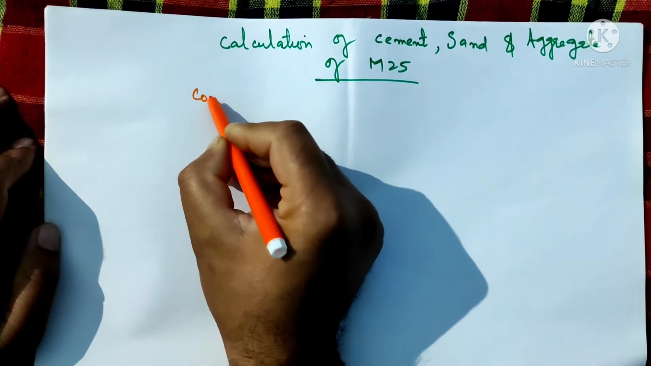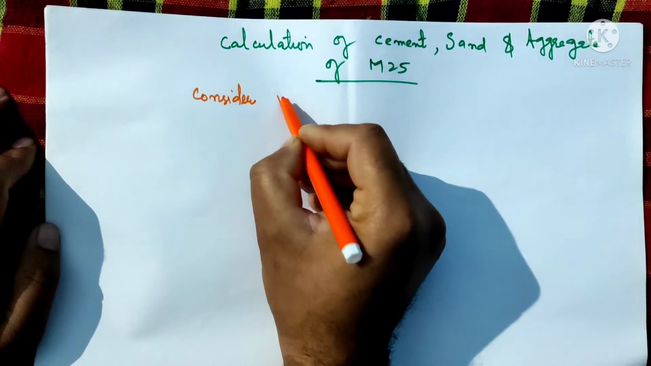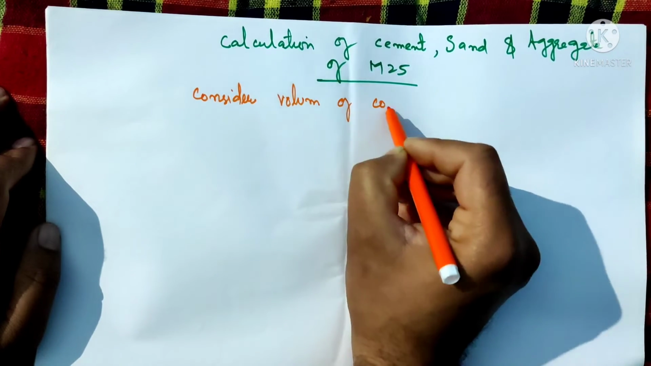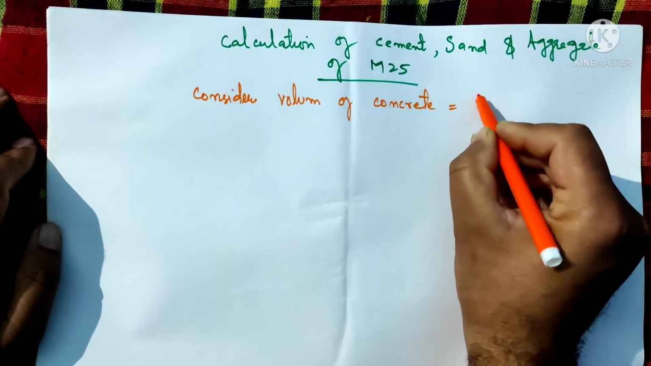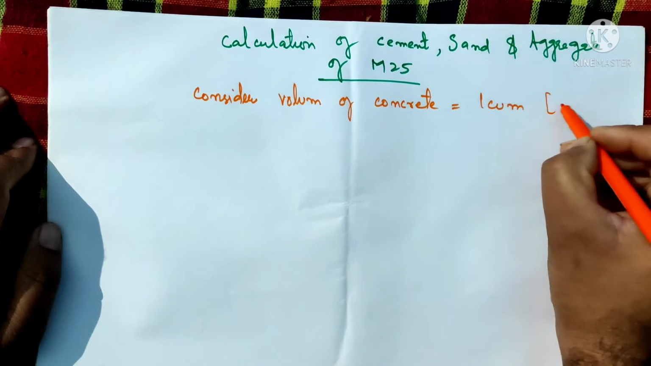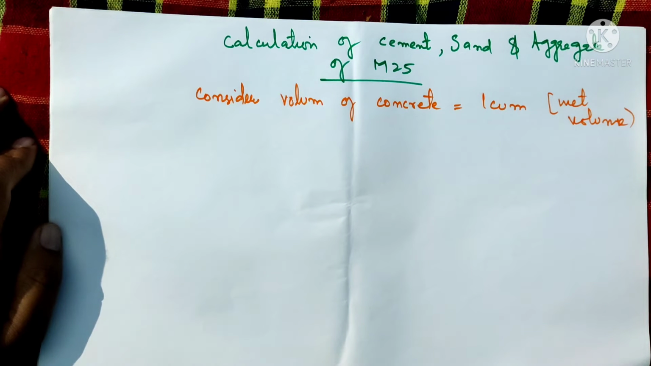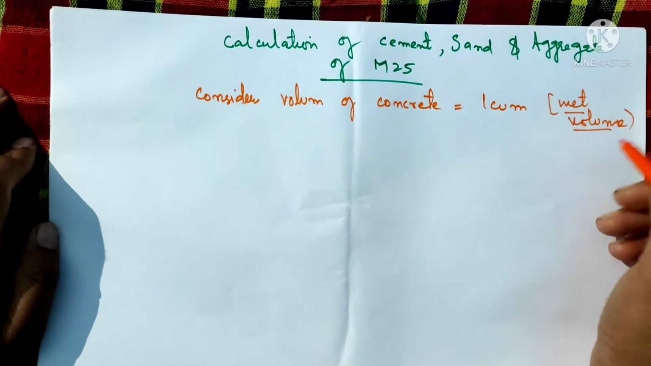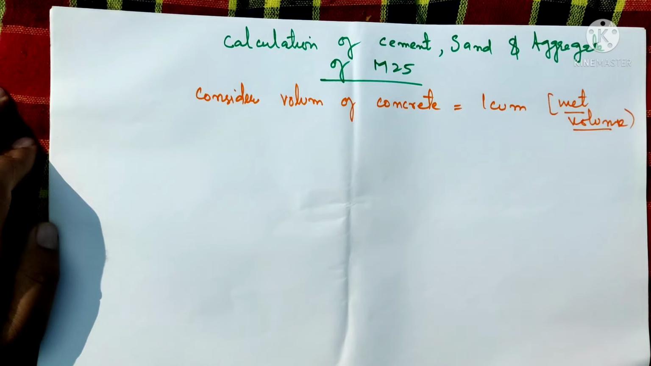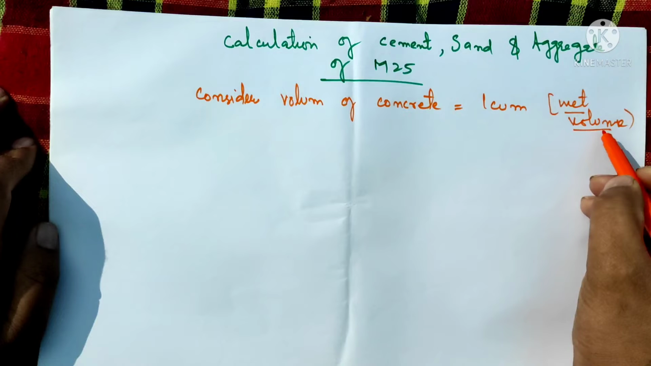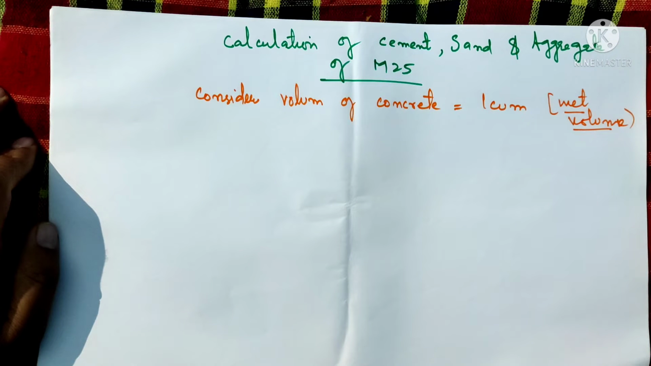So consider volume of concrete is equal to 1 cubic meter, but it is a wet volume. That means, for example, let's take a structure, say a column. The concrete which we put in a column, which is used in a column structure, that is a wet volume. We just mix the dry volumes, sand, cement and aggregates to get the wet volume, but the volume in dry condition will be more.